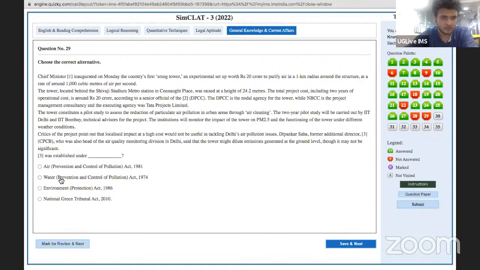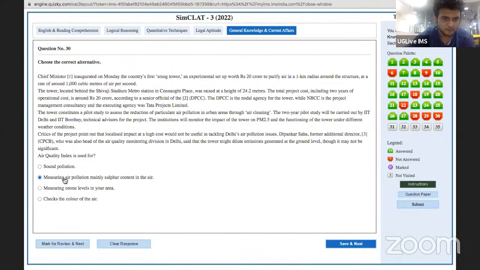Was established under dash. Former additional director, CPCB. Okay, CPCB was established under which act? This also I have very little clue about. Air quality index, measuring air pollution, mainly sulfur content in air, measuring ozone levels in your area, checks color of air and sound pollution. Between B and C, what do you think should be the answer, guys? As we have already spent 16 minutes, I will go with sulfur content, ozone levels in your area. It could be between B and C. I am just taking a guess.